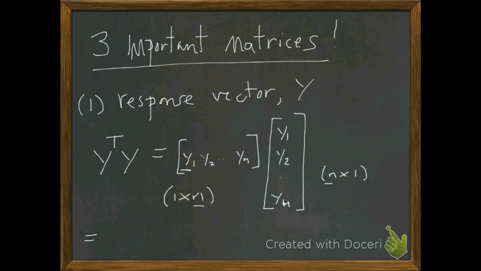First entry times the first entry. Second entry times the second entry. And so on. Which obviously is just going to be the matrix of the sum of our y values squared.